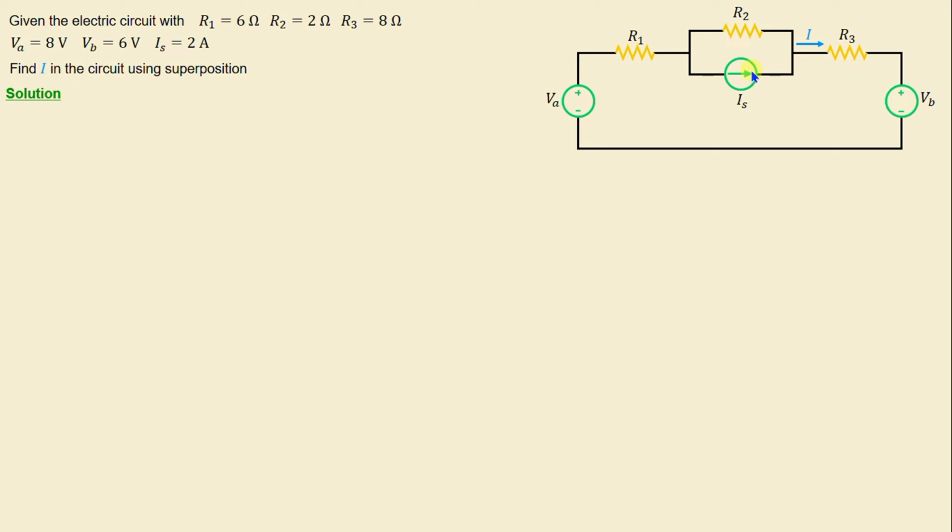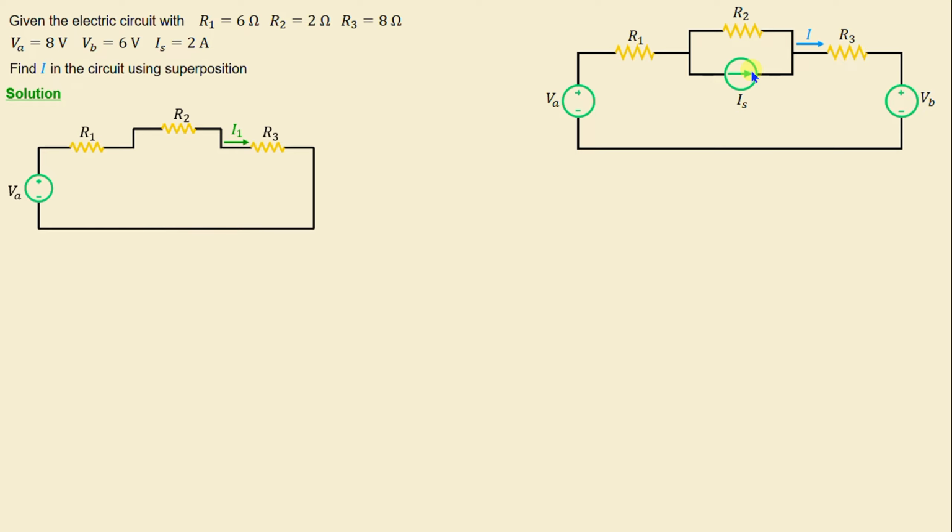Let's begin by activating the independent voltage source VA and deactivating the independent current source IS and the independent voltage source VB, which will be replaced respectively by an open circuit and a short circuit. The next step is to solve the circuit using conventional techniques.